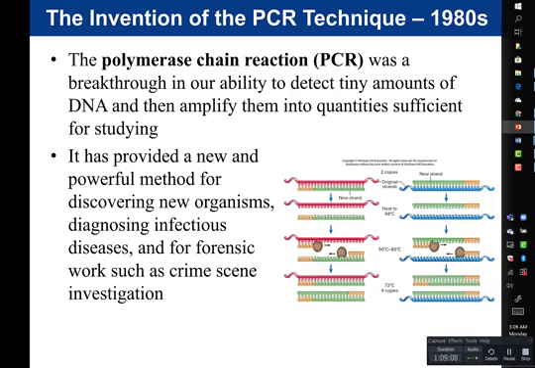So diagnosing infectious diseases, again like for COVID, and for forensic work such as crime scene investigation. This really helped forensics because it allowed scientists to detect blood, semen, etc. that was left behind at a crime scene in very small amounts, and then amplify those genetic sequences so that they could figure out where those samples came from, whose blood it was, whose semen it was, etc.